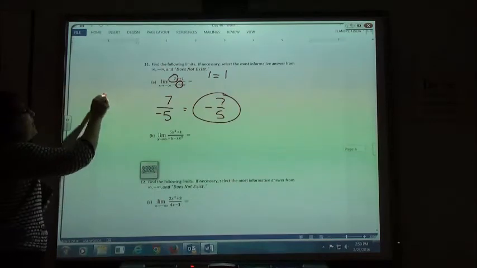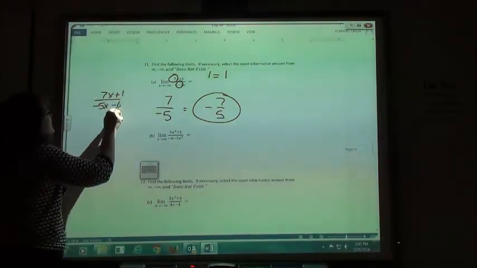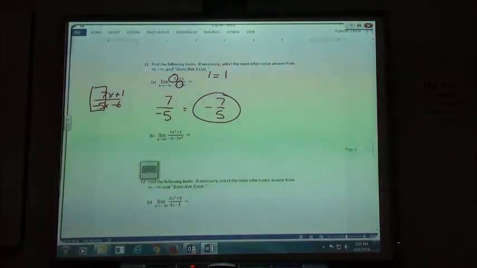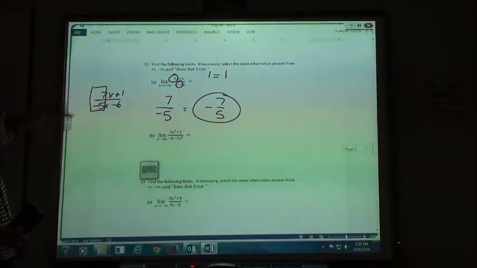If I put that in best form, I'd have 7x plus 1 over negative 5x minus 6. There's my leading coefficients. They're both out in front of my expression. So if the degree of the top is the same as the degree of the bottom, my limit is going to be the ratio of their leading coefficients.